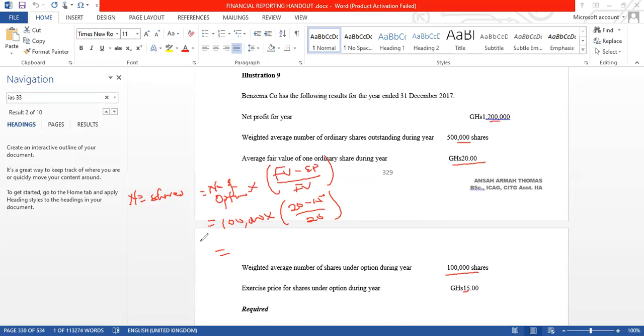So 20 minus 15 gives us 5 over 20. We have 0.25. Multiply by 100,000. You have 25,000. So your bonus is 25,000. That's it. Now, once you have your bonus number of shares, you can go through and deal with the rest as seen here. You have 25,000.